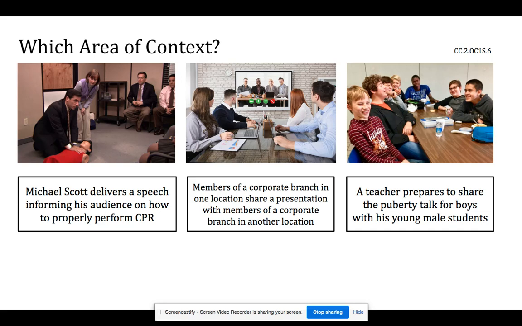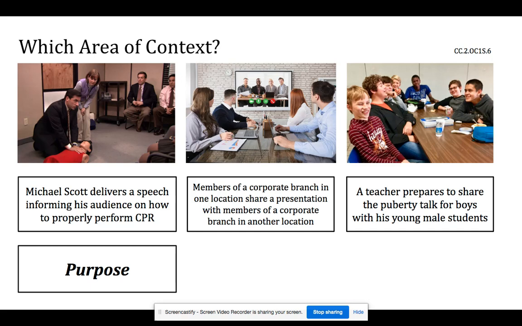Hopefully you paused it. If you didn't, I'll just go ahead and tell you now. So the first picture, that area of context is purpose. So this kind of looks a little bit like the beginning of a SPS or a thesis statement. It says he delivers his speech informing his audience on how to properly perform CPR. So he's to consider the context of, okay, why am I doing this? Why am I giving this speech? Oh, it's to inform. That's my purpose.